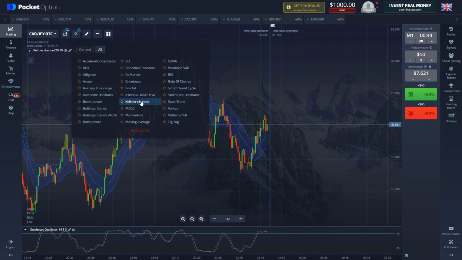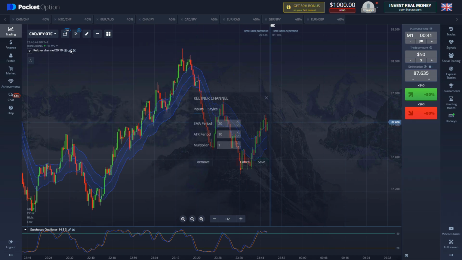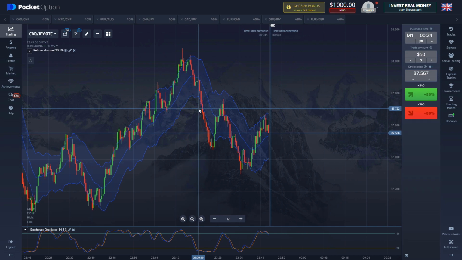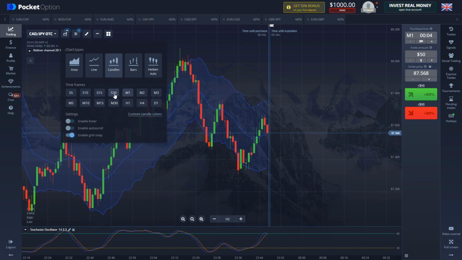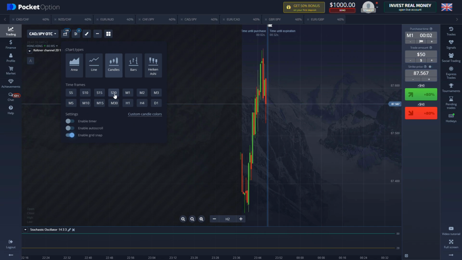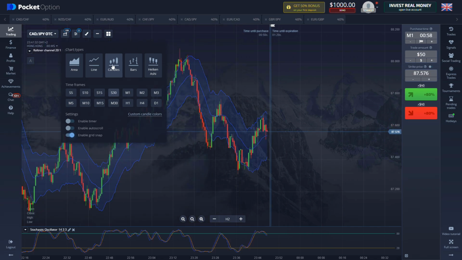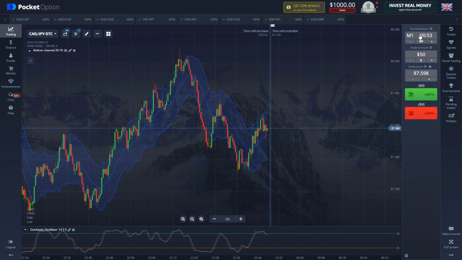Second one is Keltner channels. You need to change Keltner channels multiplier as 2. So if you are in IQ option, you need to change offset as 2 in Keltner channel. In pocket option, it's a multiplier. So save. Also we are using 30-second candles. If you are not using candles, go to candles, then use 30-second. Okay, then purchase time is 1.